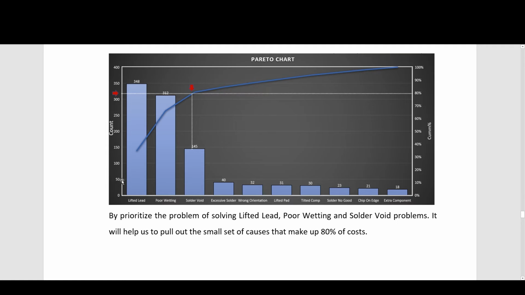So from here clearly we can see that it marks down that the first 3 bars are the essential problems that we need to solve first in order to improve the process. That's why we are writing here that by prioritizing the problem of solving lift the lids, which is the first one, pivoting the second one, and solve the void the third one, it will help us to pull out the small set of causes that make up 80% of costs. So this is the benefit of the Pareto chart.